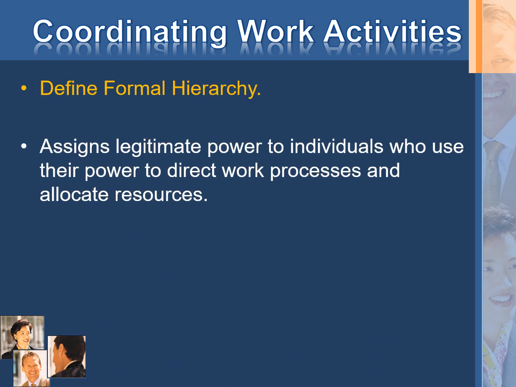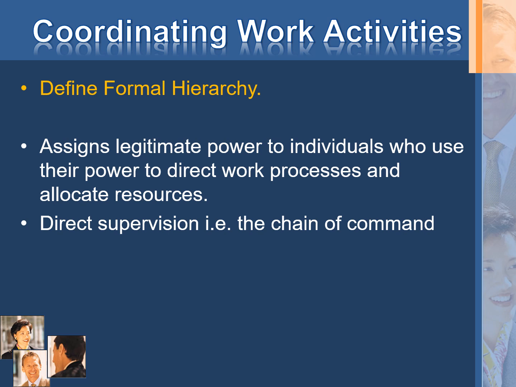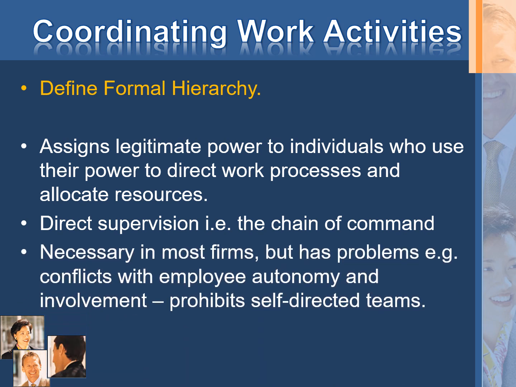Formal hierarchy assigns legitimate power to individuals who use their power to direct work processes and allocate resources. Direct supervision in the chain of command, for example, is necessary in most firms because it's just required. Somebody has to be in charge. However, it has problems. It conflicts with employee autonomy and involvement, kind of prohibits self-directed teams, and kind of stifles empowerment a bit too.